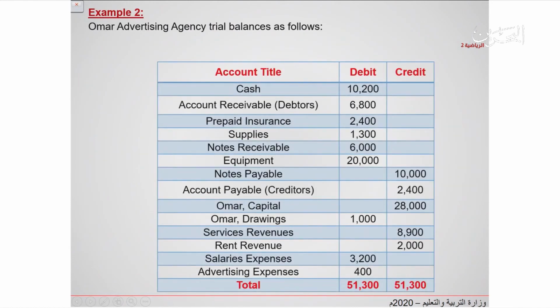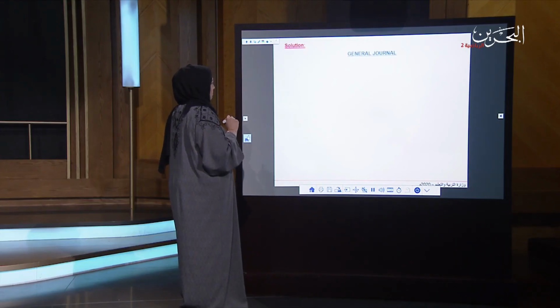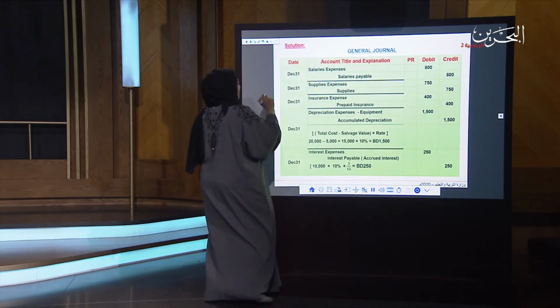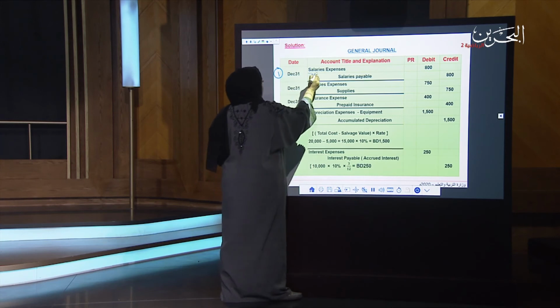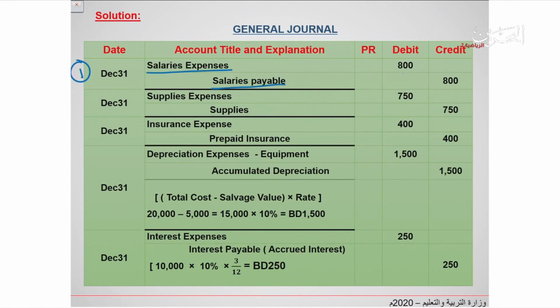This is the trial balance of Umar Advertising Agency, and these are the transactions. Now, you have salary, first transaction, salaries expense, not paid. See, not paid. How to prepare the general entries for the accrued expense, for the salaries expense? First one, I put the salaries expense in debit side and salaries payable 800 in credit side. It is direct. No need for calculation.